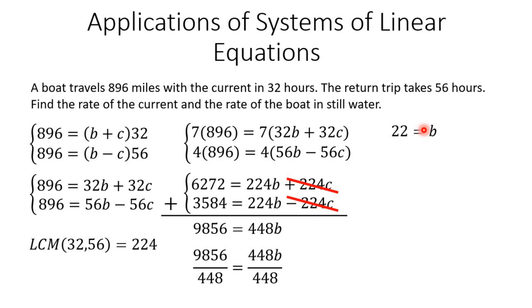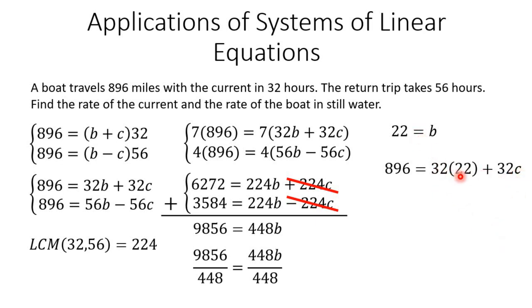But because the current is on the river, when it's going with the current, it's actually going a little faster. When it's going against the current, it's actually going a little slower. And we can figure out how much faster and how much slower by finding the current speed. So I'm going to take this top equation, 896 equals 32B plus 32C, and plug in 22 for the boat speed and find the current speed, C.